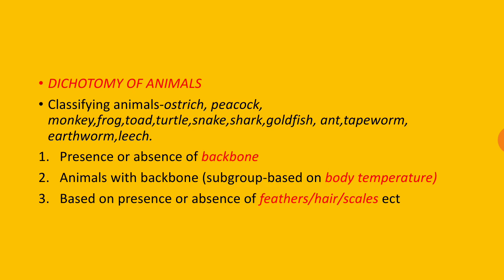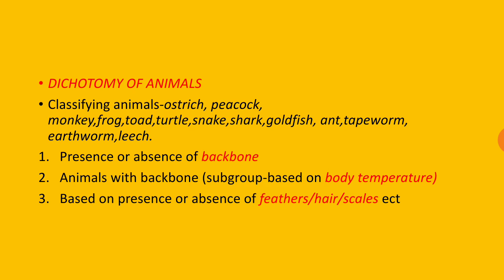So the first major thing, while seeing an animal, how can we classify it? The first thing is either the presence or absence of a backbone. For that animal, is the backbone there or not? Based on that, the major classification can be done. So the first thing is the presence or absence of a backbone, and based on that it can be classified.